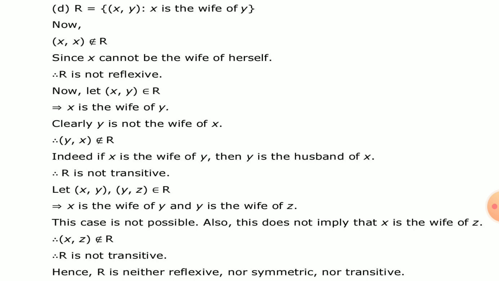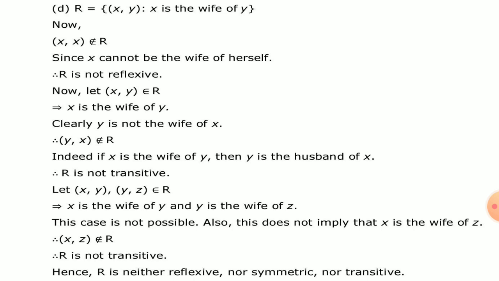Now let (x, y) belong to R. That means x is the wife of y, so clearly y is not the wife of x, because y is the husband of x. Therefore (y, x) does not belong to R. So R is not a symmetric relation.